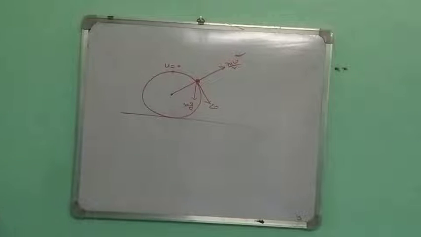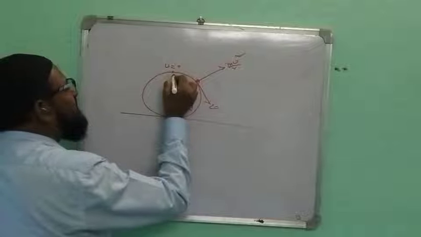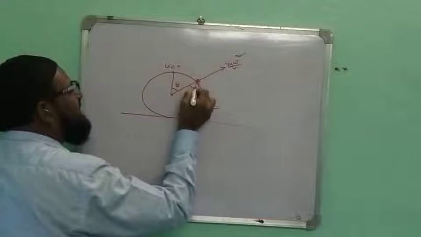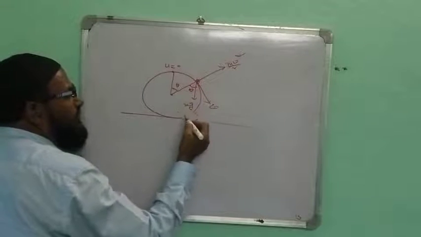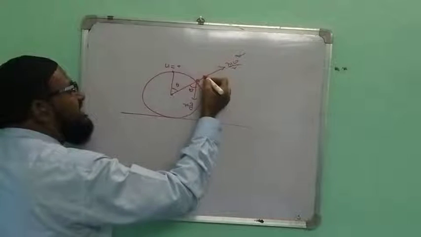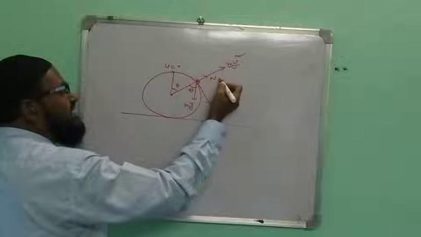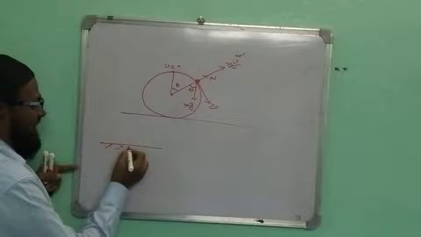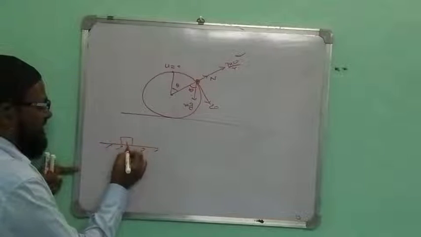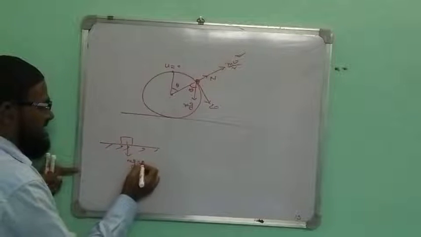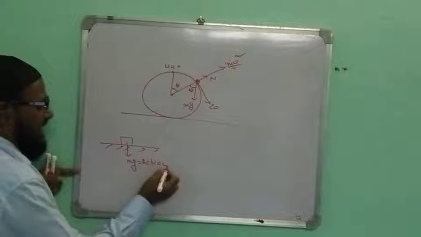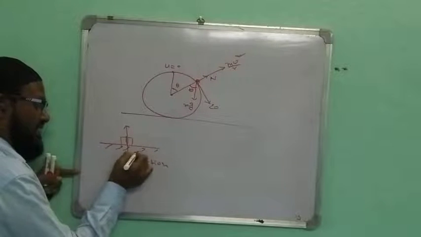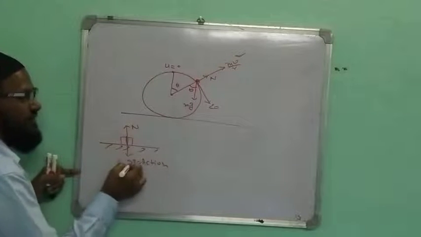Another thing is important. Suppose this angle is theta. This angle is also theta. Now, please see here, the normal reaction is here. Normal reaction means the ground acts on the body; mg is the action, and the force applied by the ground on the body is the normal reaction.